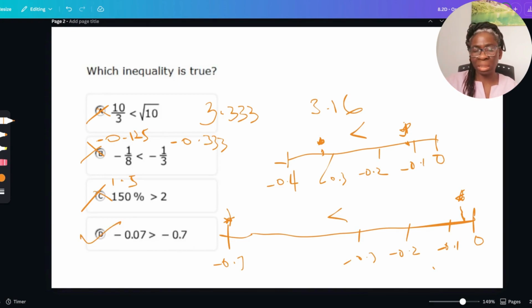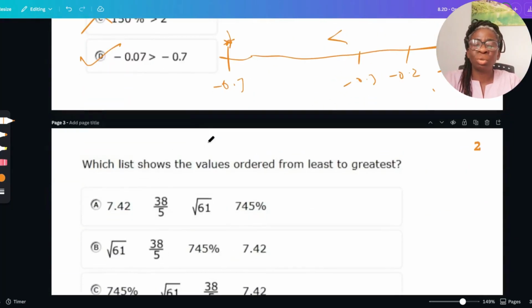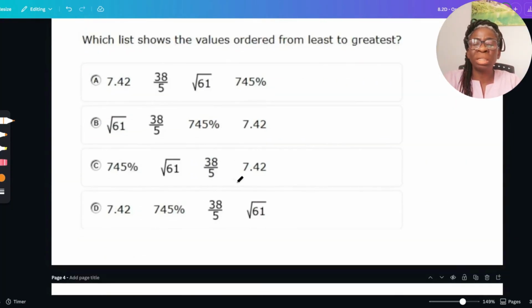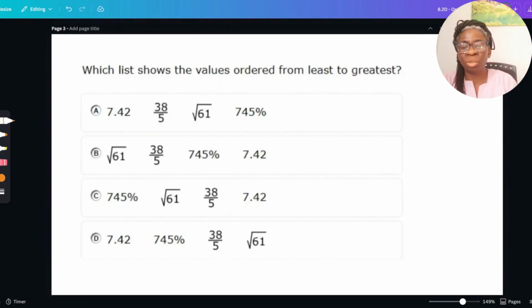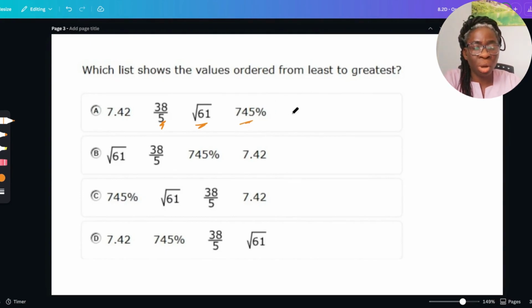So whenever you see decimals like this and you are not sure of the placement, draw your number line and place them on the number line. Mind you, once there is negative, the bigger number will be less. Now, which list shows the values ordered from least to greatest? You can use your calculator to find the value of 38 over 5, the value of root 61, the value of 745%, and then arrange them from least to greatest.